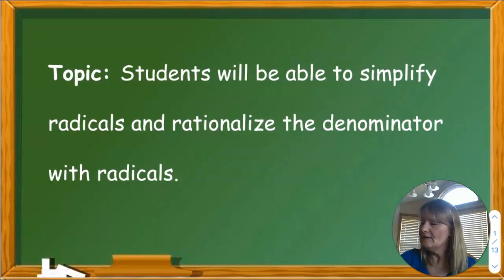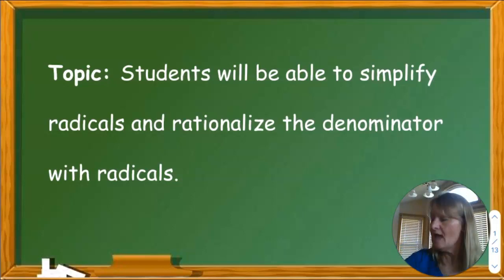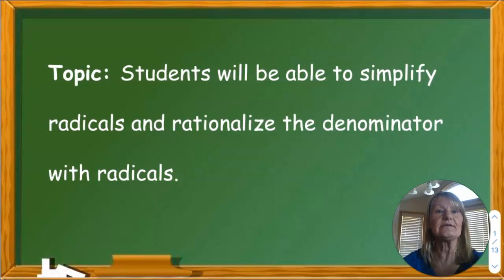Well, let's get started. Again, our topic is the second part of being able to simplify radicals and rationalize the denominator with radicals. In the last video we talked about when there was a single radical, and in this case we're going to talk about when it has a whole number added to the radical. So let's go ahead and get started.